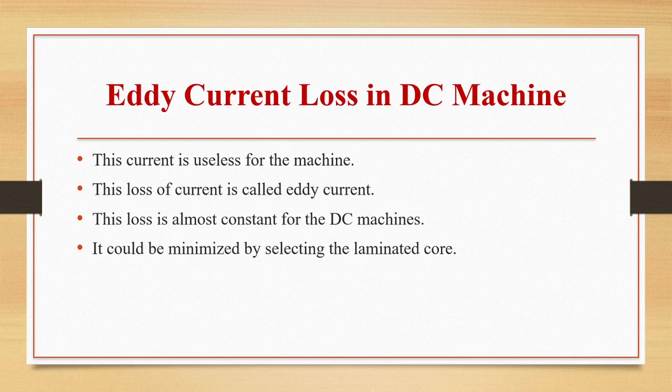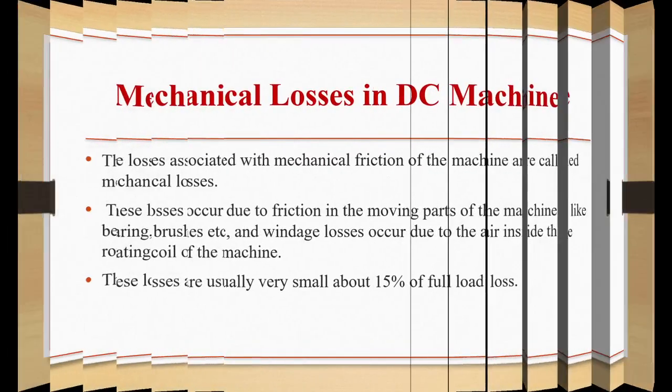What is the meaning of lamination? The core should not touch the winding. Lamination is like how we laminate our photographs or important papers. That is called lamination, creating an outer layer so that the windings don't touch the core, through some material. So the loss of current in the core is called eddy current loss, and this loss is almost constant for DC machines, and it can be minimized by selecting the laminated core.